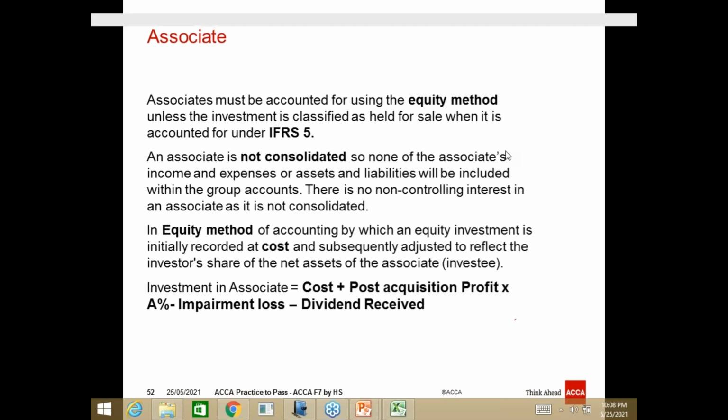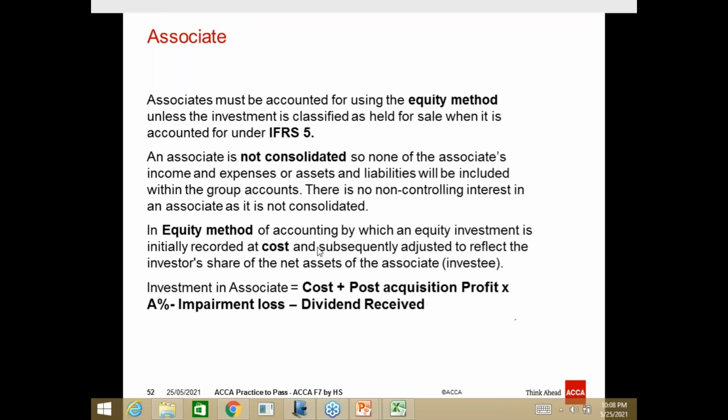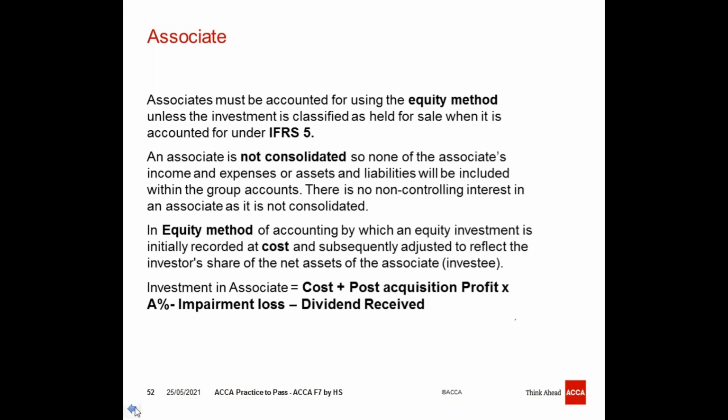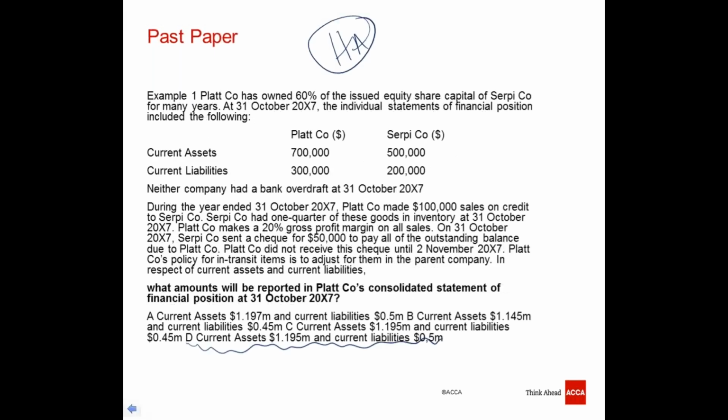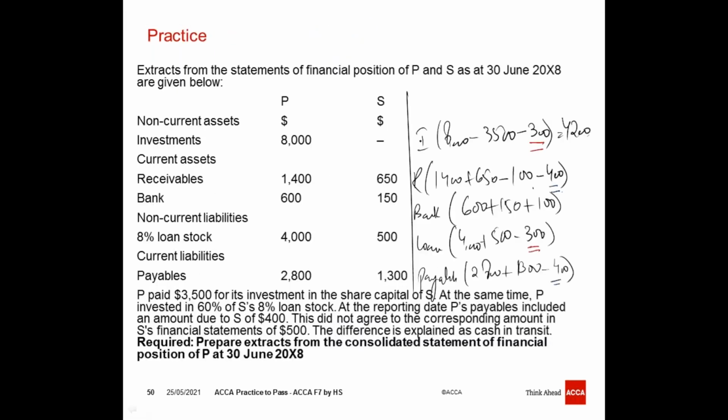Yes, we have deducted 3,500 because this 3,500 will be used for the calculation of the goodwill. You can see in my previous slide that I have deducted 3,500. I'll show you here. Check this one.